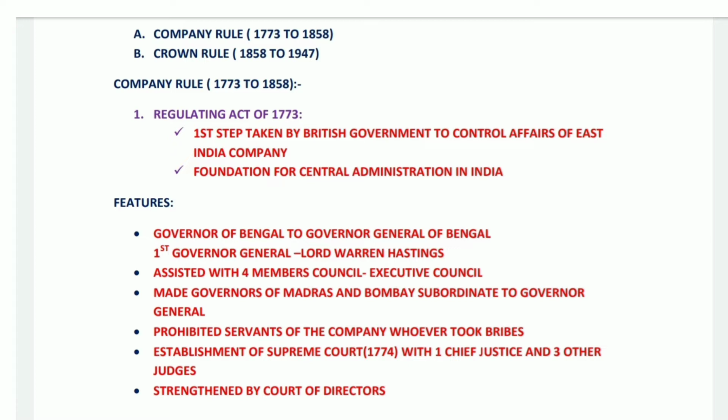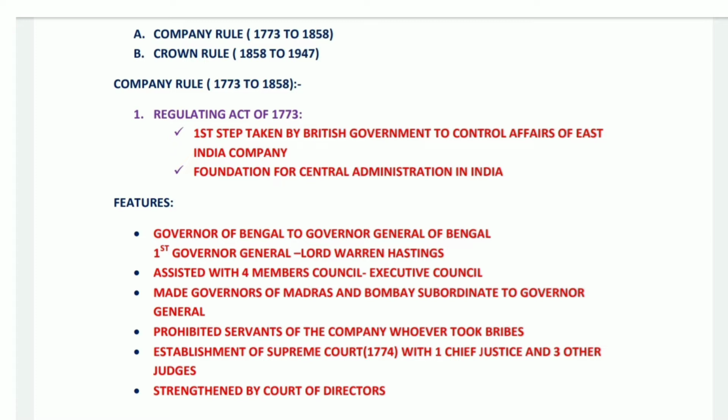And this Lord Warren Hastings, that is this Governor General of Bengal, had four members to assist him, who were known as the Executive Council. So this four-member Executive Council was there to look after the civil and military government, and all these members were appointed by the company itself. And also the governors of Madras and Bombay were made subordinate to the Governor General, so that the administration got more centralized, and these governors of Madras and Bombay acted according to the orders of the Governor General.